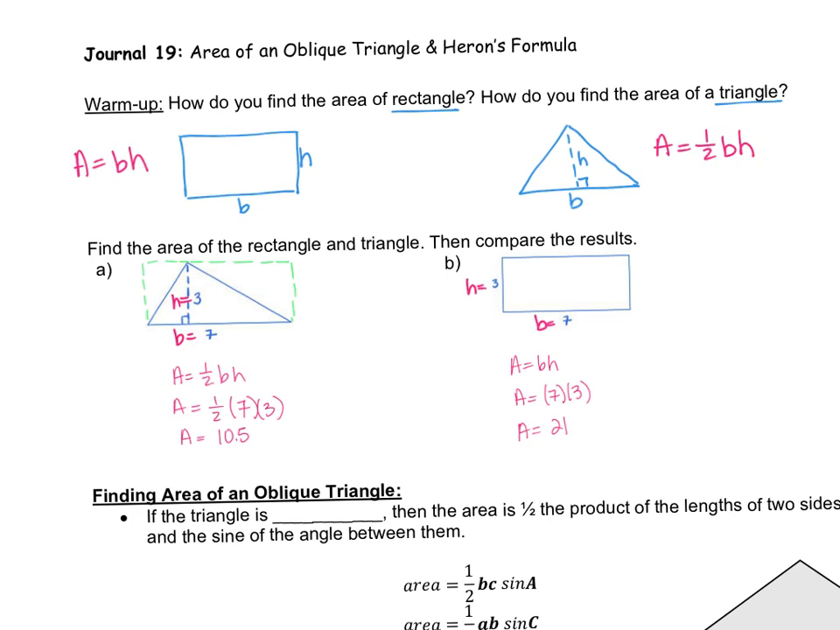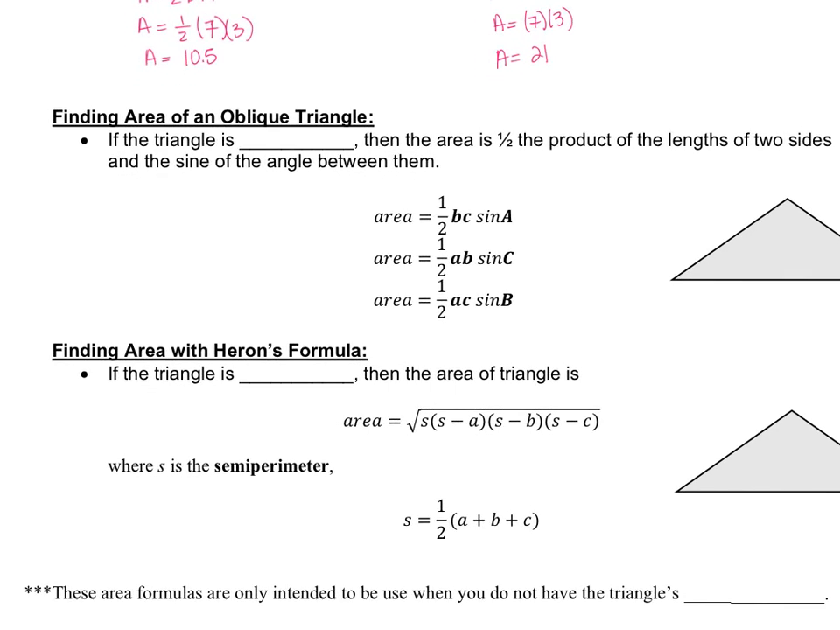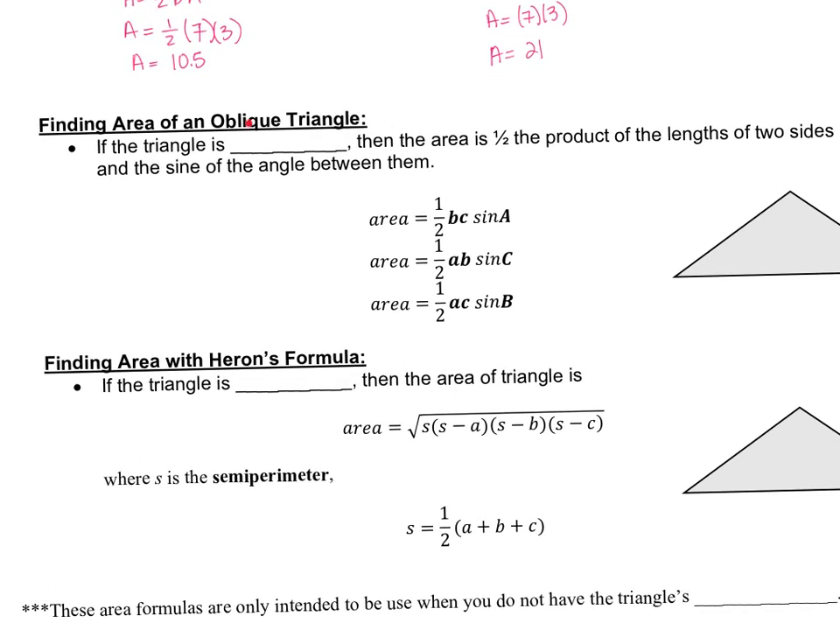Essentially, how I've always told my students is if a triangle and a rectangle both have the same base and height, then the triangle is always half the area of a rectangle. So let's get into today's lesson, which is talking about finding area for an oblique triangle. Oblique triangles just means that they are not a right triangle.